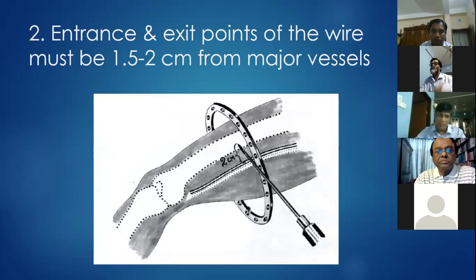There may be some structures located within the intermuscular septum layers that are easily movable within the range of 0.5 to 1 centimeter. So 1.5 to 2 centimeters apart from the major vessels is safe.